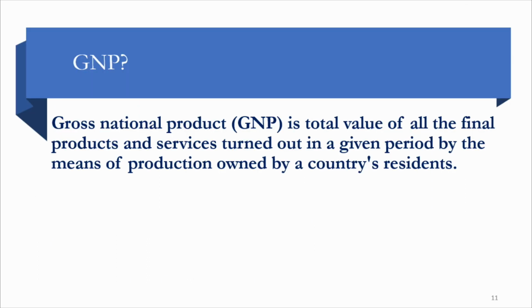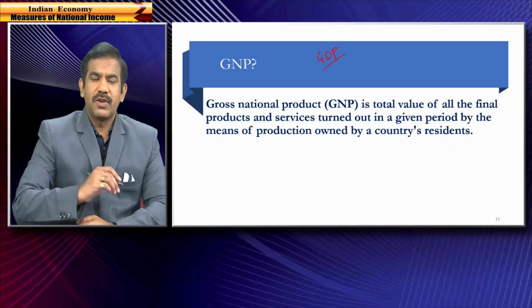Now let's look at the second important measure of national income. We have already seen GDP. GDP stands for the value of all final goods and services produced in my country. We are least bothered about who is producing it. Anything produced in my country is part of my GDP.